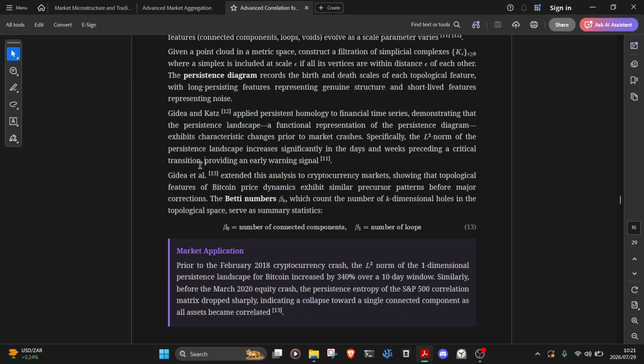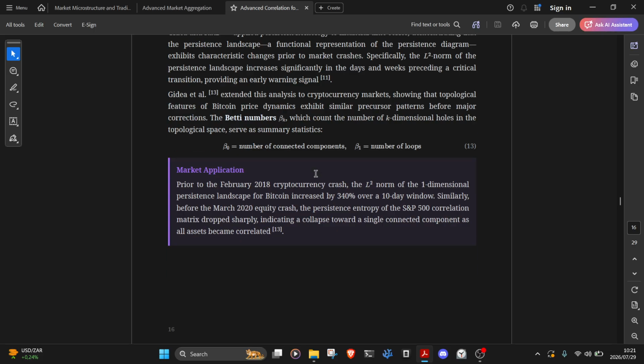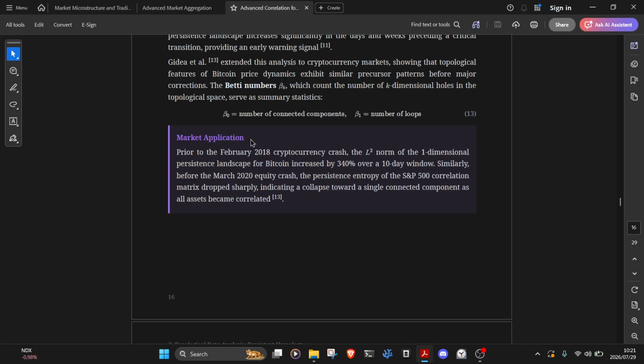You don't really care. The only thing you care about is the shape of the overall geometric structure, right? Reference 13 extended this analysis to cryptocurrency markets, showing that the topological features of Bitcoin price dynamics exhibit similar precursor patterns before major corrections. The Betti numbers B sub k, which count the number of k-dimensional holes in the topological space, serve as summary statistics, where B sub 0 equals the number of connected components and B sub 1 equals the number of loops, and it goes on and on, right?